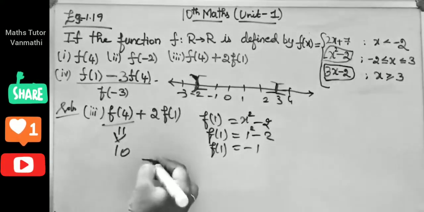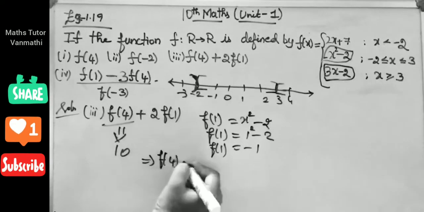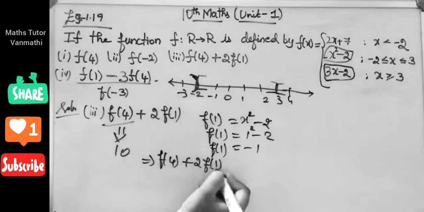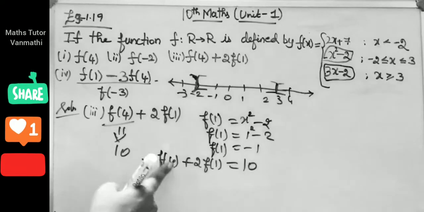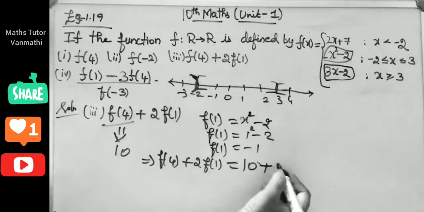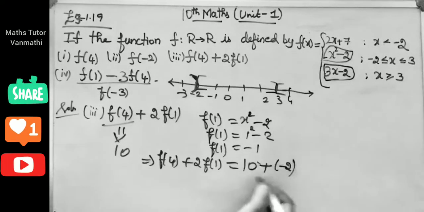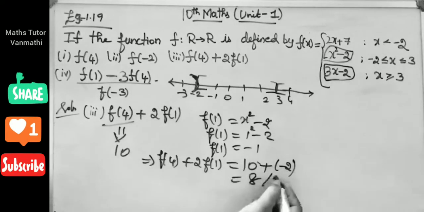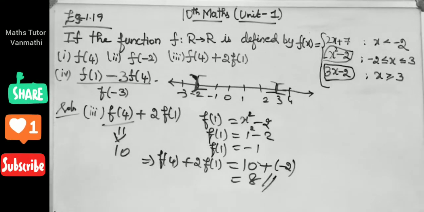Going to substitute in this, you get f of 4 plus 2 times of f of 1 equal to, f of 4 is your 10 and 2 times of f of 1, 2 into minus 1 you get minus 2. Then 10 minus 2 you will get the answer 8. Clear? This is your third subdivision answer. Next we are going to see the fourth subdivision.